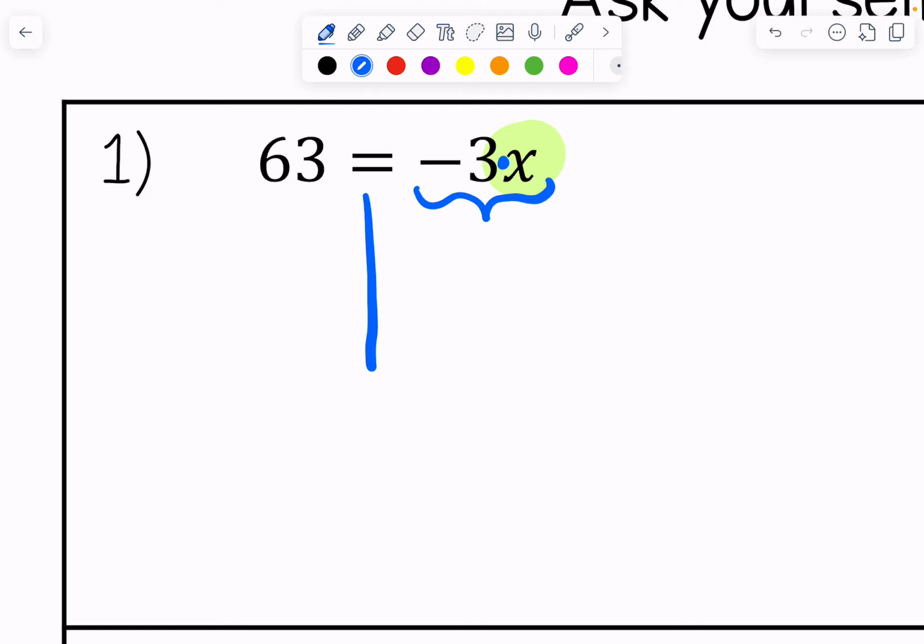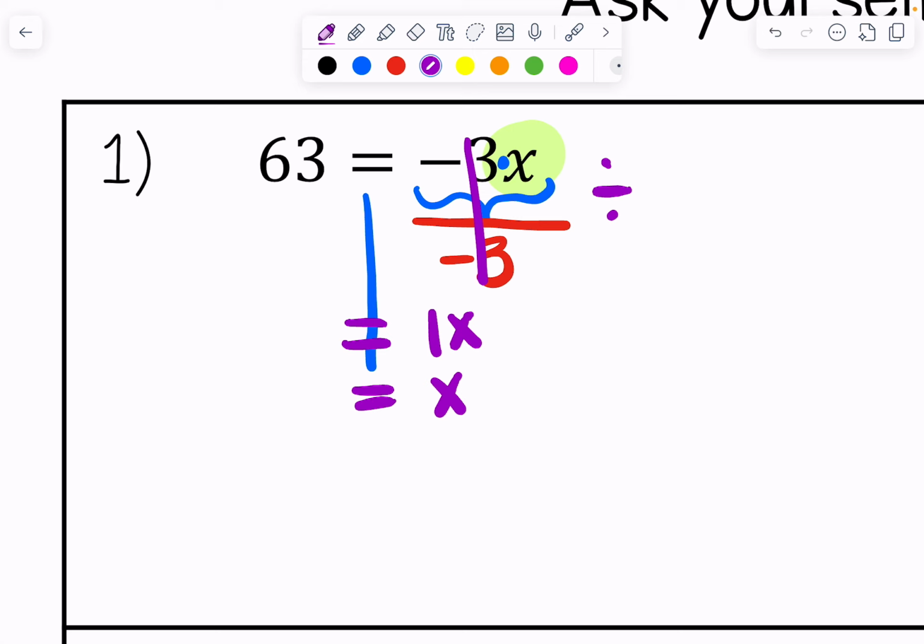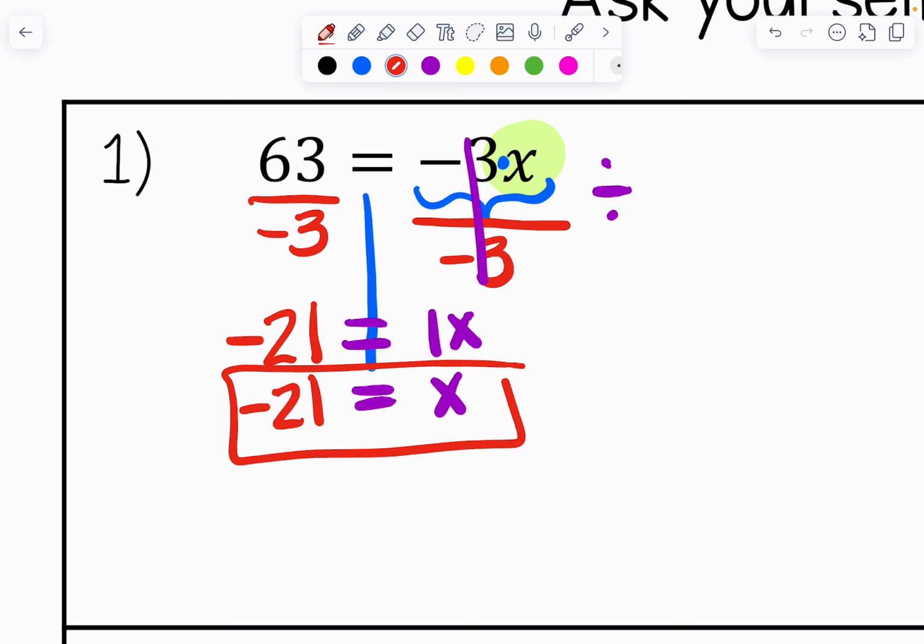So to undo multiplying, I'm going to need to divide. I'll show my division. I write my division as a fraction. If you would prefer to write it with the division symbol, you can. But I like to show it as a fraction because now I see negative 3x divided by negative 3, and I know that negative 3 divided by negative 3 is going to equal 1 whole. So now I know that I have 1x, or just x by itself. And whatever I do to one side, I need to do to the other side. So 63 divided by negative 3 will equal negative 21, which means that my x has to equal negative 21.